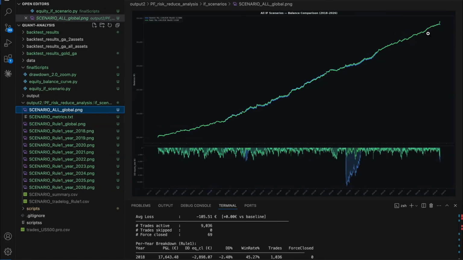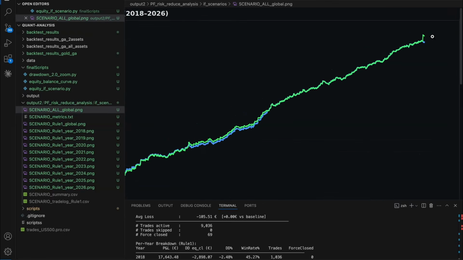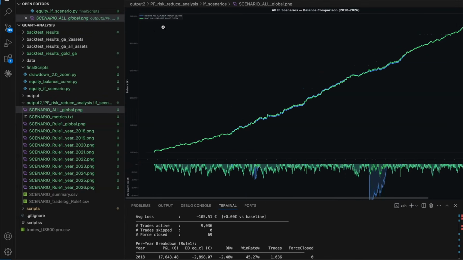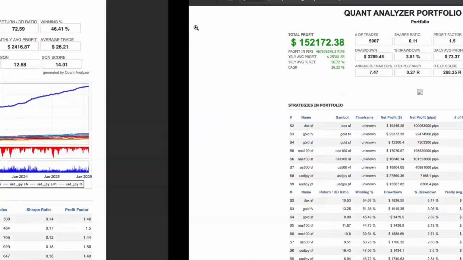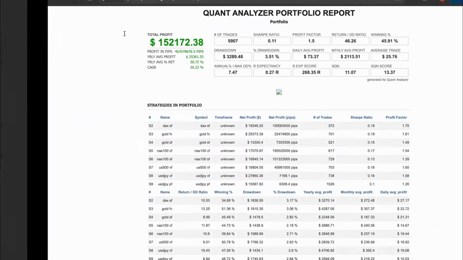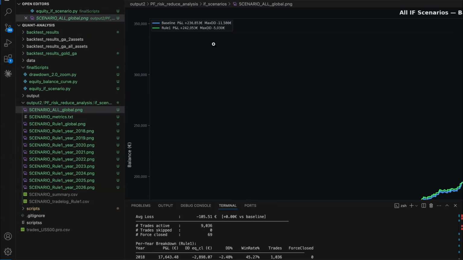As you can see from the final point here, my overall performance with the baseline was like 236,000. That is the same here, the same number, of course. With the first rule, I'm closing the total years of the report with actually 6,000 euro more.